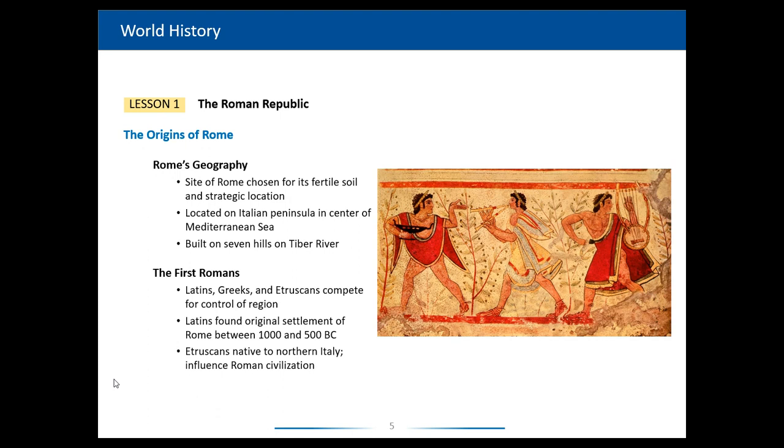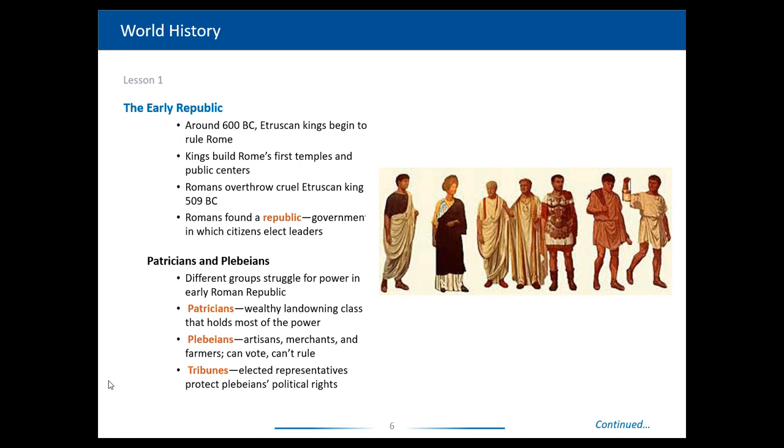The first Romans, the Latins, the Greeks, and the Etruscans compete for control of the region. So the first Romans are a part of three groups: the Latins, which were found as the original settlement of Rome between 1000 and 500 BC. Number two, the Etruscans, which were native to northern Italy, and they influenced the Roman civilizations in various ways, and we will discuss that in a few minutes. And the Greeks were also important in the development of Rome.